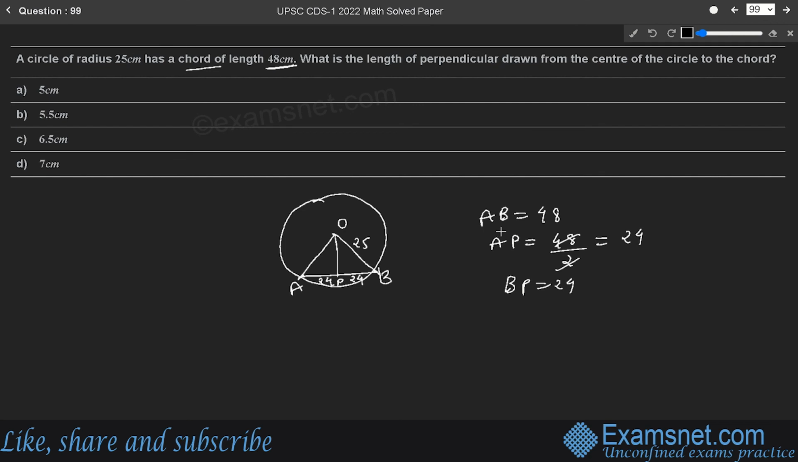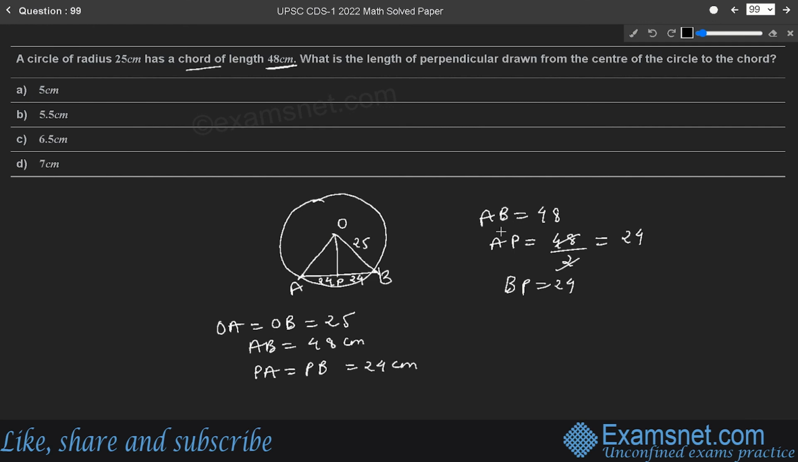You can see that OP is the perpendicular here, and we know that a perpendicular from the center of the circle to a chord bisects the chord. That is why AP is equal to BP. And in the given triangle, OA is equal to OB is equal to 25, which is the radius given in the question, and AB is equal to 48 centimeter. Now we also know that PA is equal to PB, which is equal to 24 centimeter.